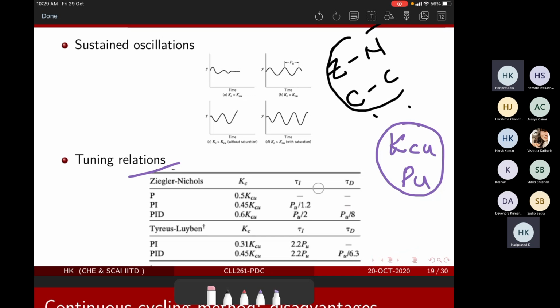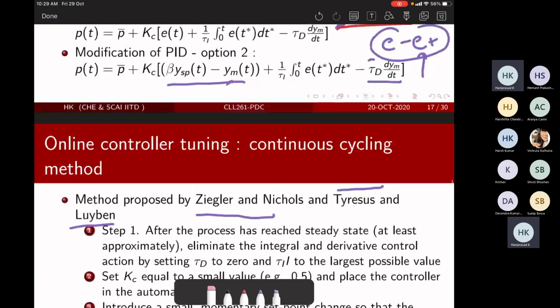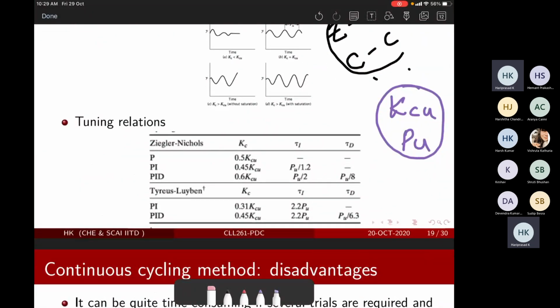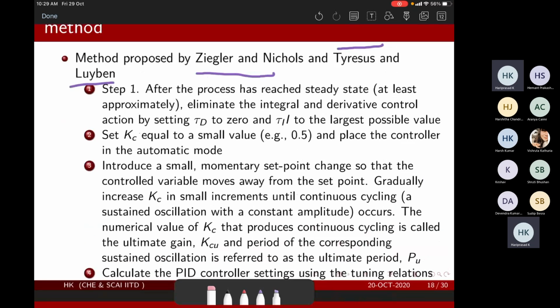What they have proposed is that performance is proportional to this approach, so proportional to Kc and Pu. But how to get this Kc and Pu? They have put forth an algorithmic protocol. Now we will understand what the algorithmic protocol is.